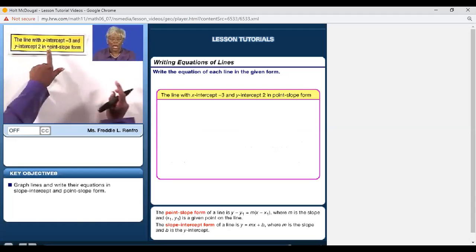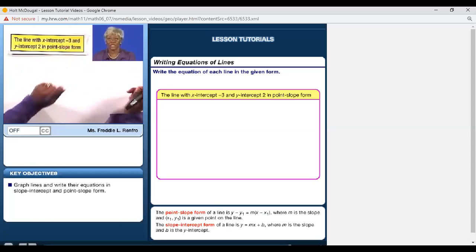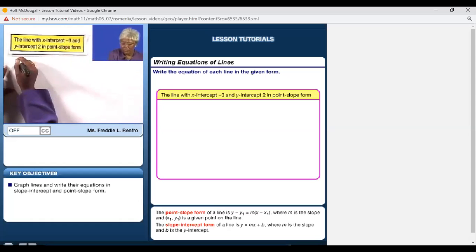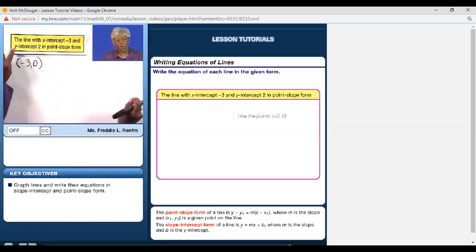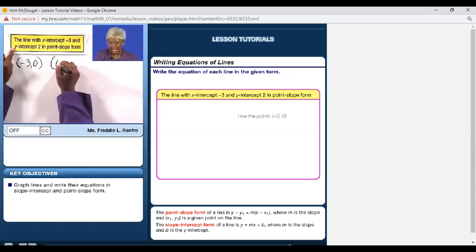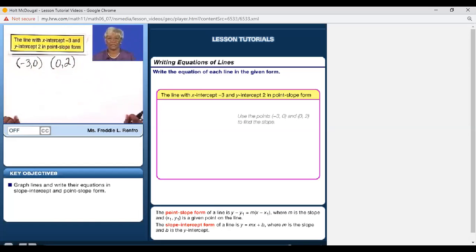Well, I don't see any ordered pairs, but I can write ordered pairs because I know the x-intercept is -3. Writing that as an ordered pair, that's (-3, 0). And if the y-intercept is 2, that can be written as (0, 2). Now I have two ordered pairs, and now I can find the slope.